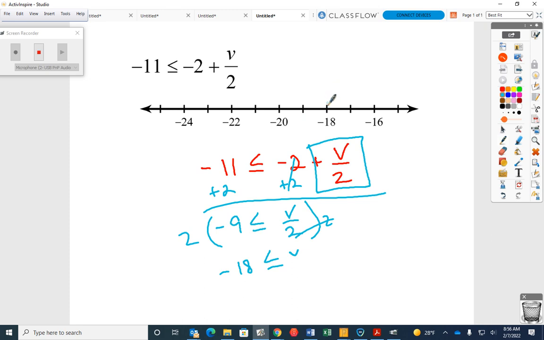Okay. Jeremy, help me graph this. It goes at negative 18 with a closed circle. Closed, okay. Now, the arrow goes right because V has to be what? Greater than negative 18. And if I went this way, would these be greater? No. But if I went this way? Good. Okay. You guys are ready to go.